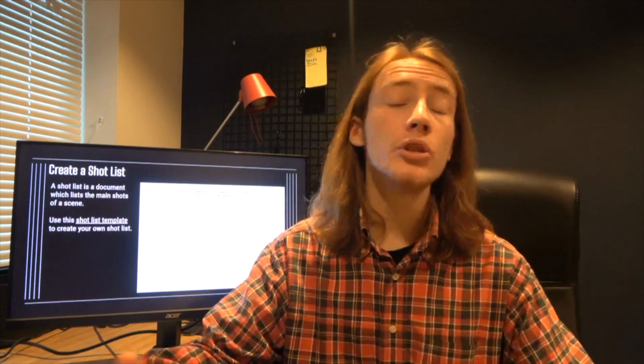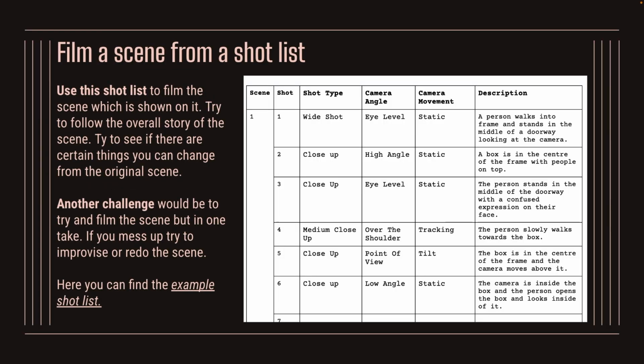Just add it. You'll do it and you have it, and you can have the choice to add it or not. The next activity is to film a scene from a shot list. Use this filled out shot list to film the scene which is shown on it. Try to follow the overall story of the scene. Try to see if there are certain things you can change from the original scene.